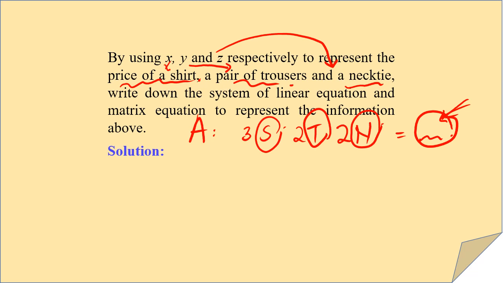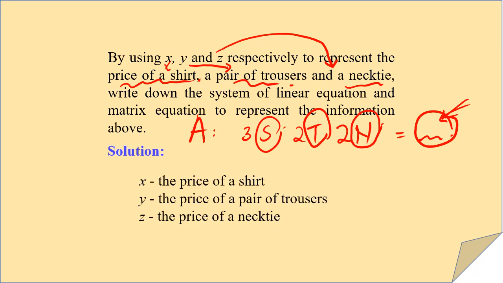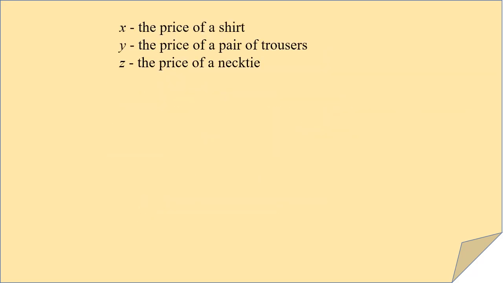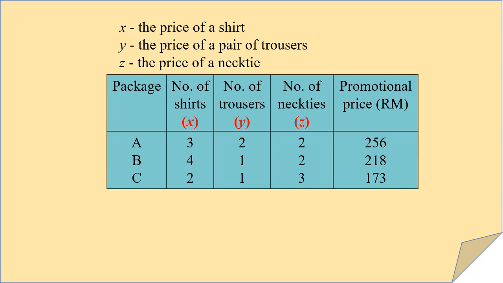Because we are representing the S, T and N with X, Y, Z. So we will get, okay, this is, we can represent the number of shirts, number of trousers, number of neckties. No, the X is the price, okay? X, Y, Z is the price for each of the shirt, trousers and neckties, okay?